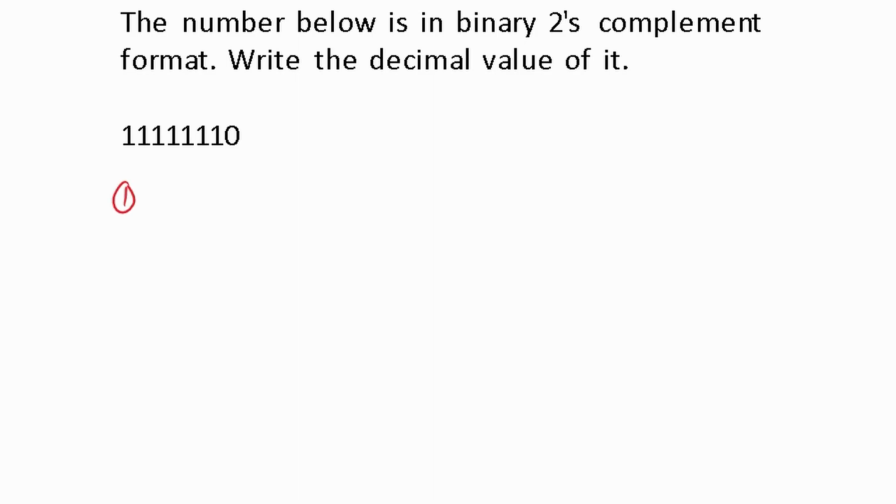So step 1 is to identify the first index, or kind of the last index. So identify the first, which is going to be this right here. If it's a 1, it's going to mean it's a negative number. If it's a 0, it's going to mean it's a positive number. So 1 is negative, 0 is positive. So since we have a 1 here, we know that it's going to be a negative number.